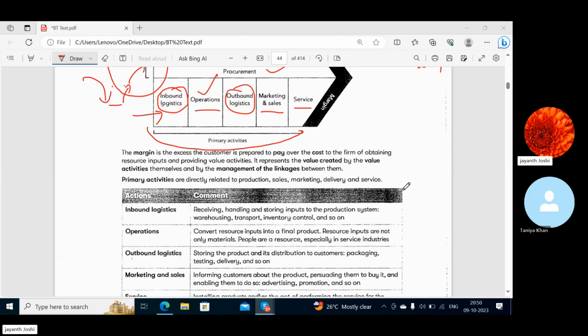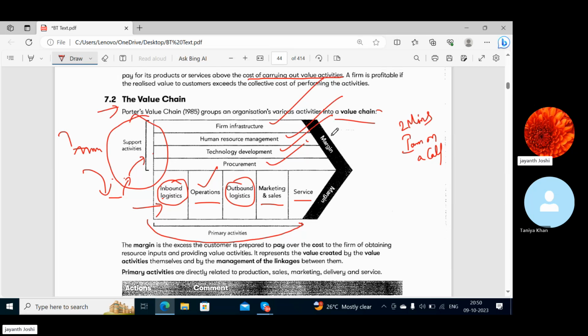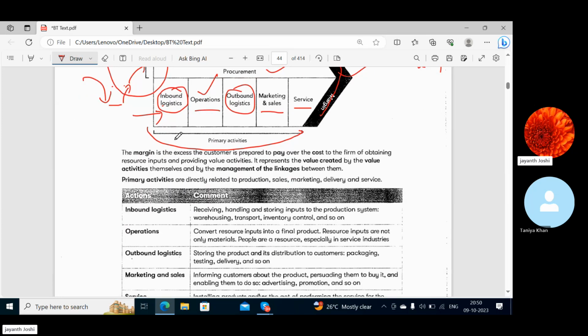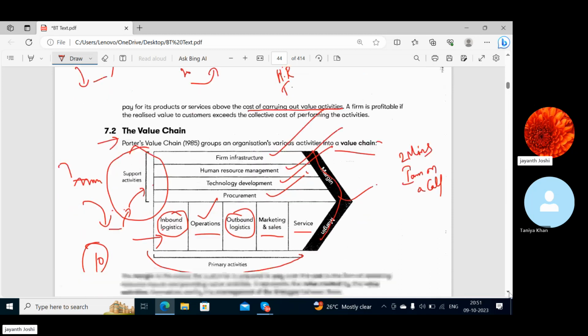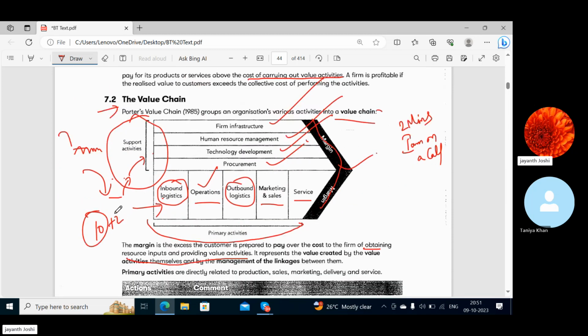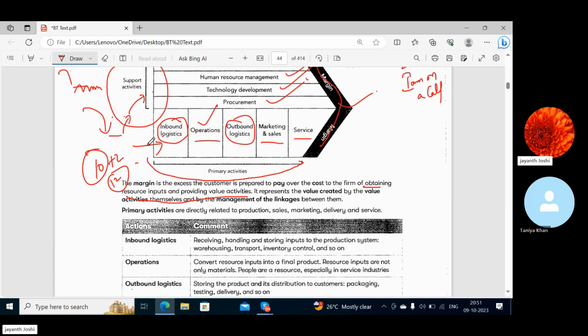Then what happens when the value has been created, you can add the margin, right? So margin is added, and again the goods are sold in the market. Margin is the excess the customer is prepared to pay over the cost to the firm of obtaining resource inputs and providing value activities. So let's say it is 10 rupees up to the value chain. Above that, if I add margin, then the complete value for the product is created, right? So people need to pay extra for this.